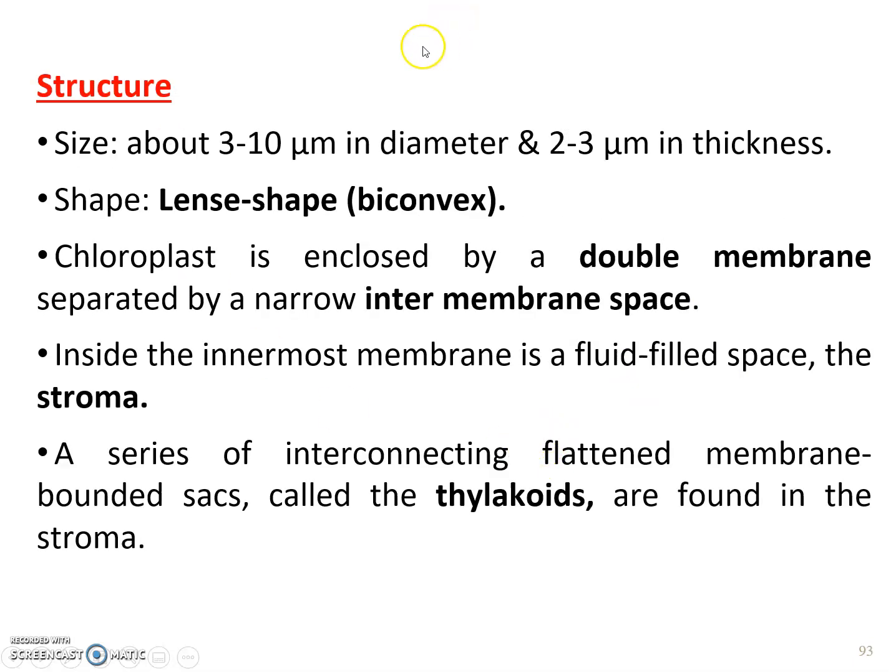So the structure of the chloroplast is about 3 to 10 micrometers in diameter and 2 to 3 micrometers in thickness. The shape of chloroplast is biconvex, which is lens shape. So similar to mitochondria, chloroplast is also enclosed by a double membrane, which is separated by a narrow intermembrane space. Inside the membrane is a fluid-filled space which we call stroma. Inside the stroma, we have interconnecting flattened membrane-bound sacs called thylakoids.